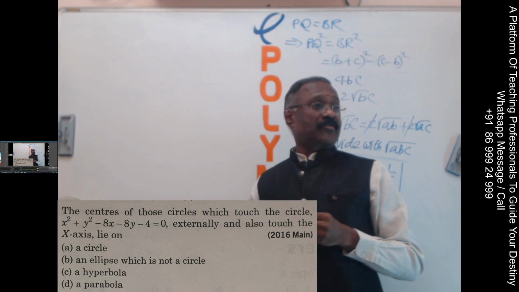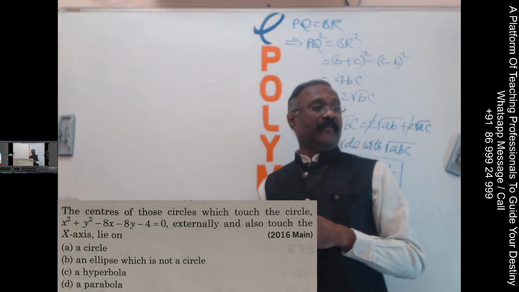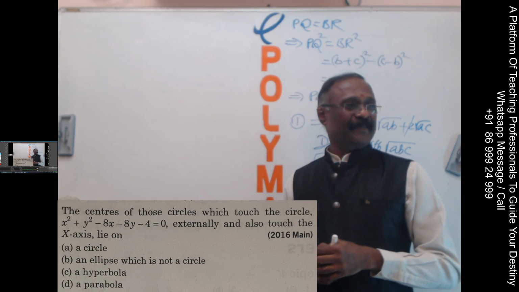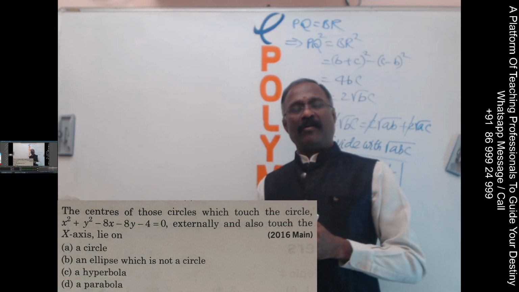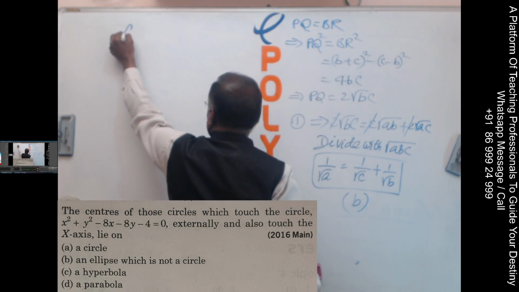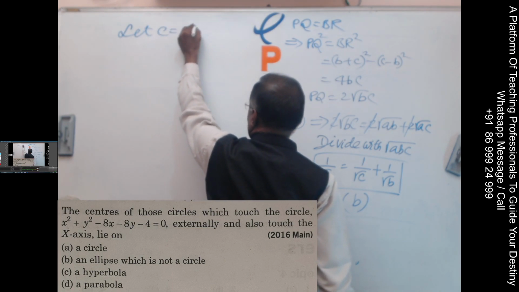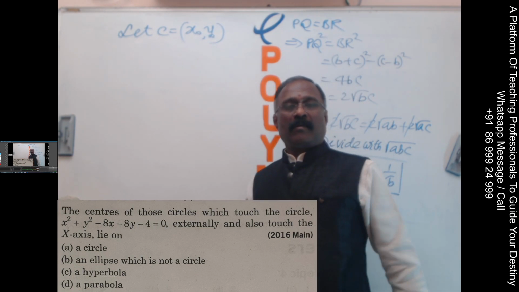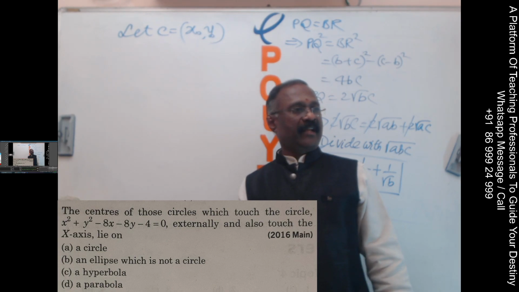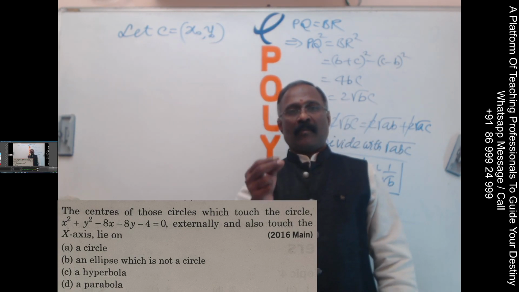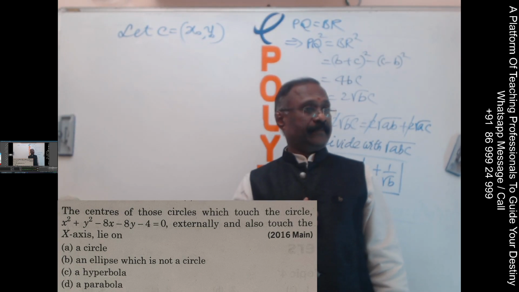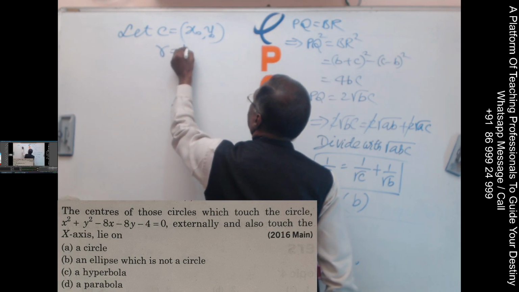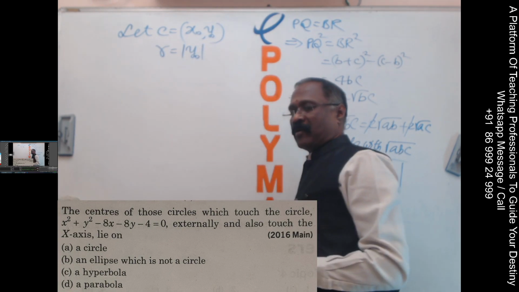is how to start the question. It is nothing but the locus only, because if you see the options, it is a circle, an ellipse which is not a circle, a hyperbola, a parabola, like that it is given. The centers of those circles, you have to take the center as x naught, y naught. Let center C is equal to x naught, y naught. It is a point on the locus. Whose locus is it? The centers of those circles. Center of the circle is x naught, y naught I have taken. Now, whenever you write this, immediately you have to write that its radius is modulus of y naught. If you write that, the problem is solved.